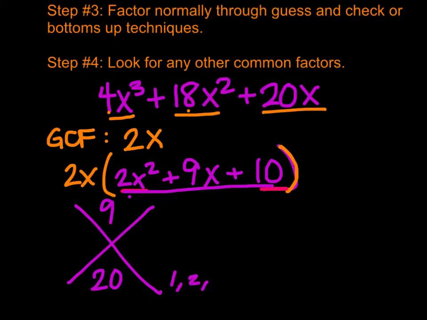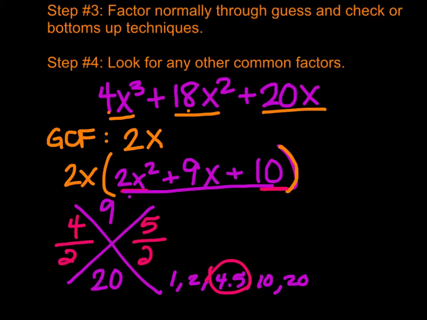2, 1, 2, 4, 5, 10, and 20. What of those numbers will add to be 9? Well, 4 and 5 will. So we have 4 plus 5. We're going to put that over 2, our first term.